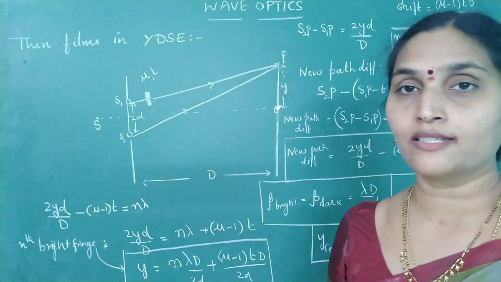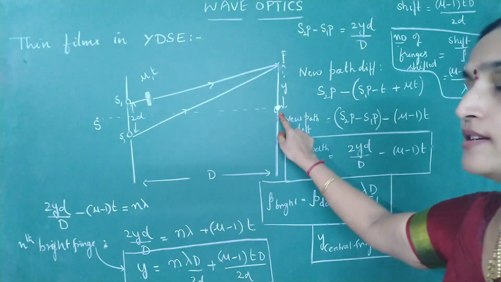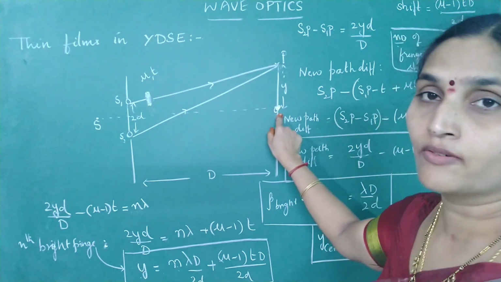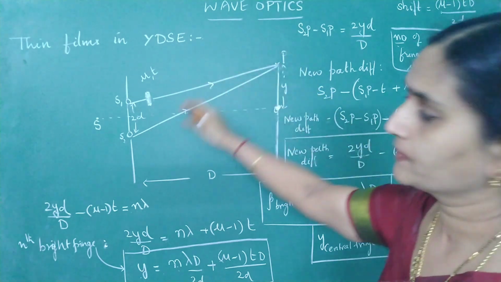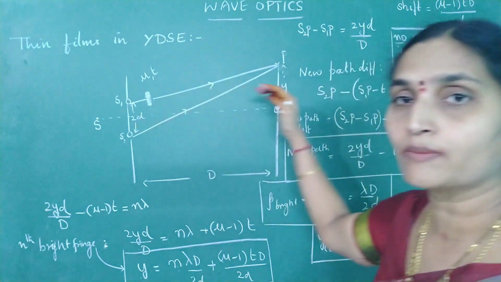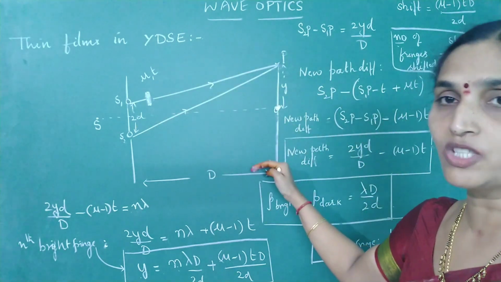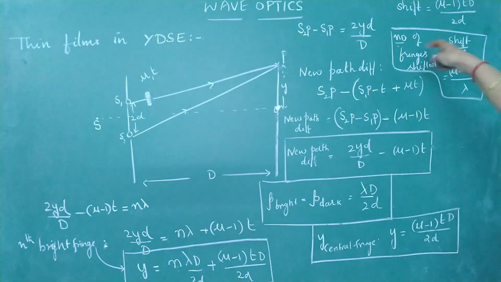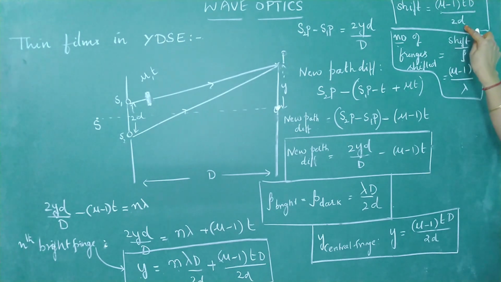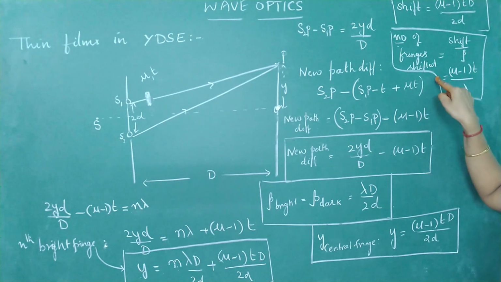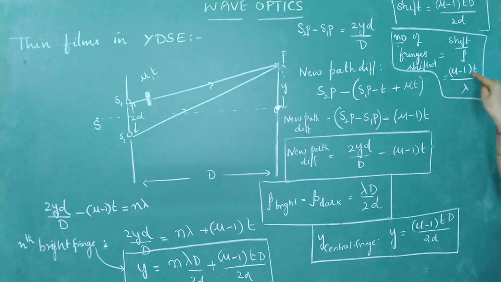Since there is a change in the path difference, the position of the central maxima is also shifted. If you introduce it in S1, it is shifted upward. If you introduce it in the path of S2, it will be shifted downward. How much is the shift? The shift is given by (mu minus 1) t capital D by 2d. How many fringes have been shifted? It's given by (mu minus 1) t by lambda.